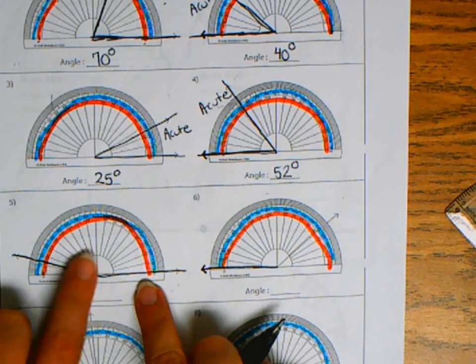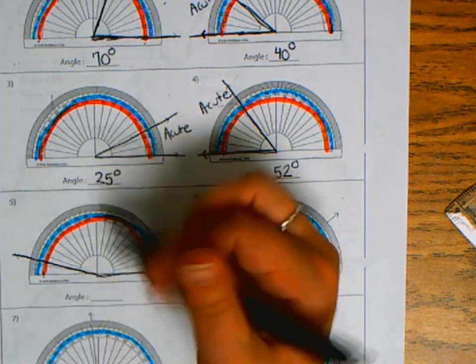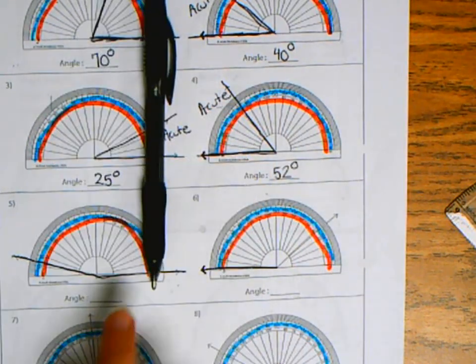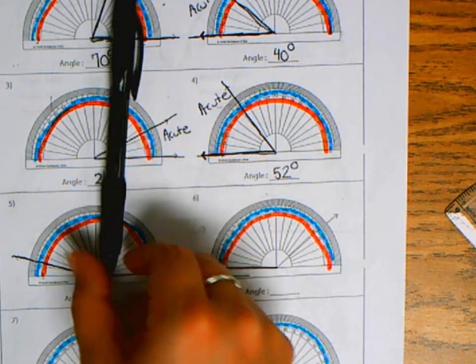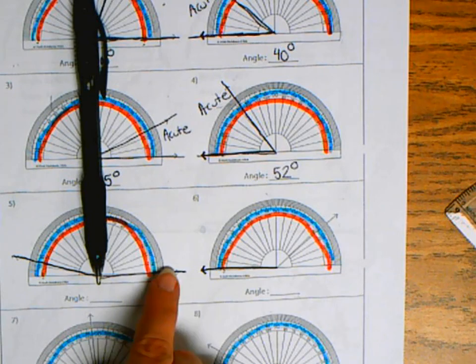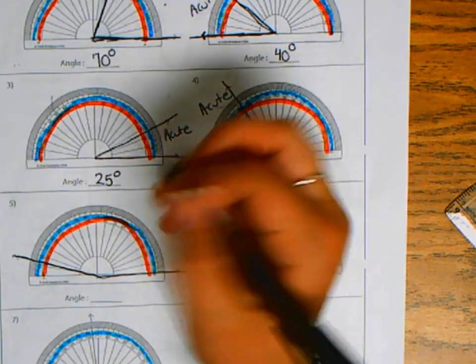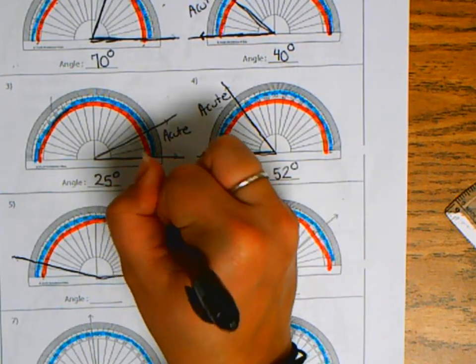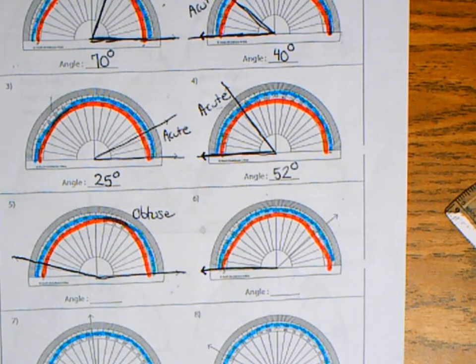This angle is a lot bigger, right? Because here's our 90-degree line right here. Oh, my pen doesn't want to stay. Here's our 90-degree line. This angle is a lot bigger than 90 degrees. So that makes this angle obtuse.